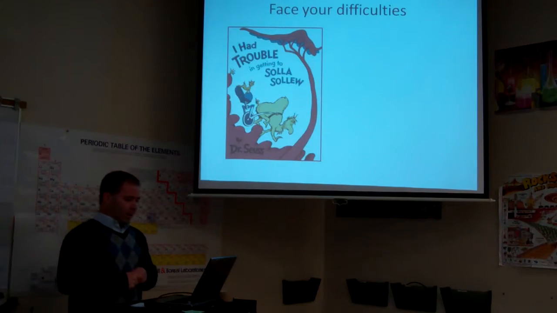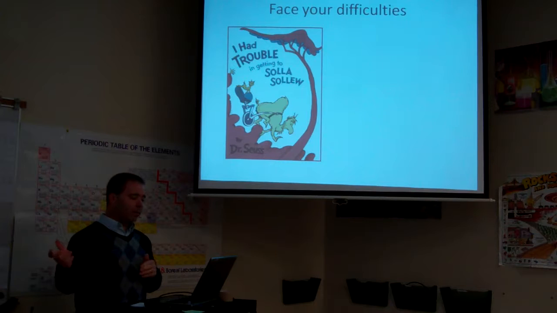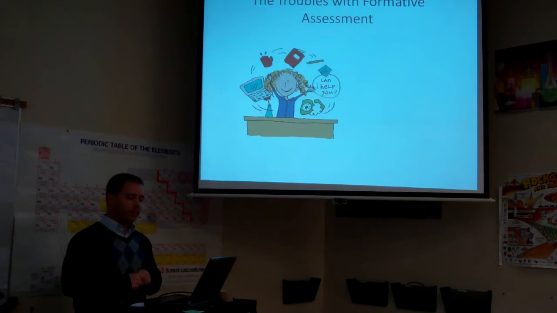And so one of the first books that I want to talk about related to how we approach our AC project is I Had Trouble in Getting to Solla Sollew. In this book, a boy leaves his troubles and tries to find a place where there are no troubles. But he finds out there's no such thing, and he goes back and faces his troubles.